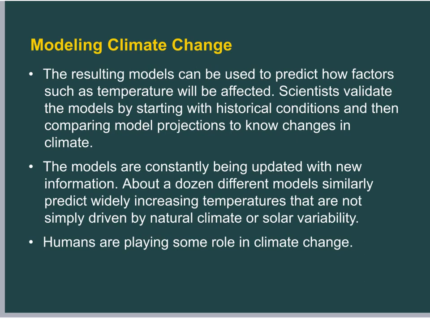So scientists validate the models by starting with historical conditions and then comparing model projections to known changes in climate. The models are constantly being updated with new information. About a dozen different models similarly predict widely increasing temperatures that are not simply driven by natural or solar variability. And it says here, humans are playing some role in climate change. I think that is even being a little conservative.